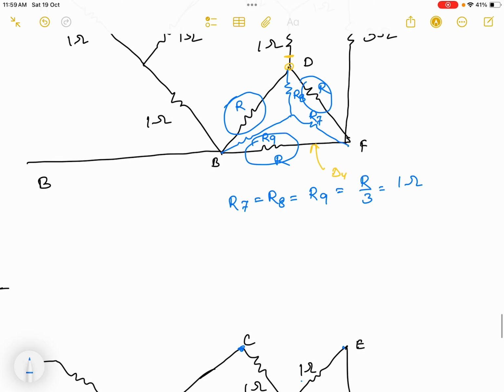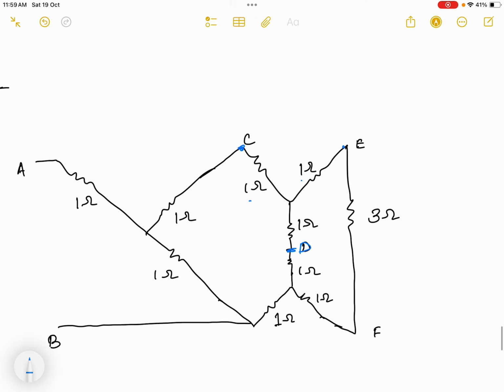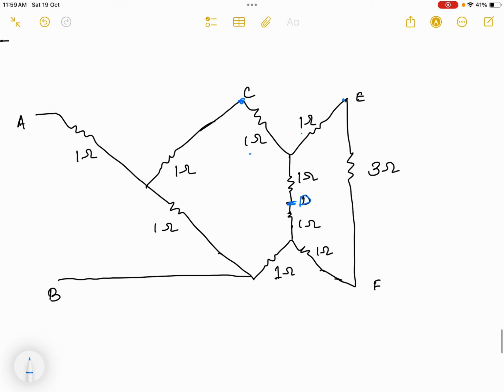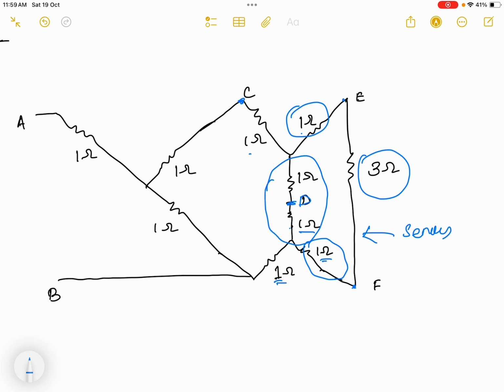When I convert this delta 4 to star, here also I will get 1 ohm, here 1 ohm, and here 1 ohm. Now E and F nodes are kept as they are. Now you can see this diagram looks a little simpler. You can see this 1 ohm, this 3 ohm, and this 1 ohm are in series. Also, this 1 ohm and this 1 ohm are in series.